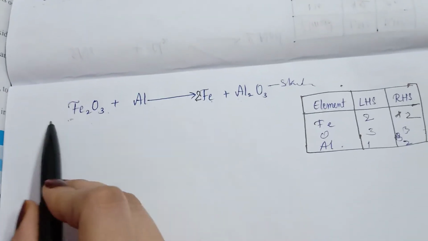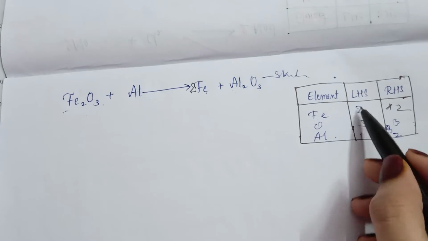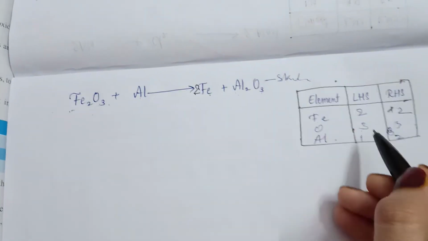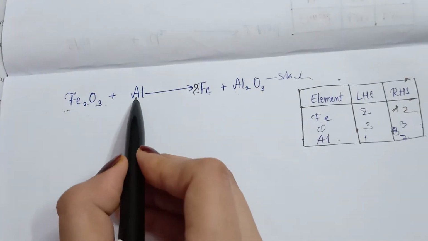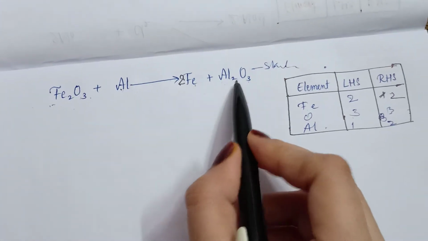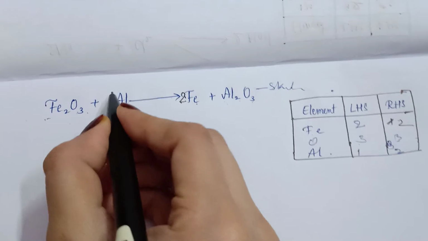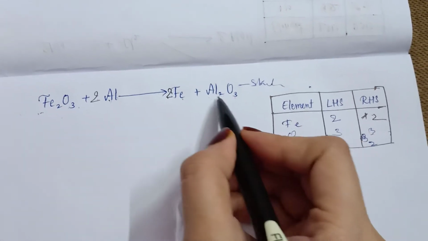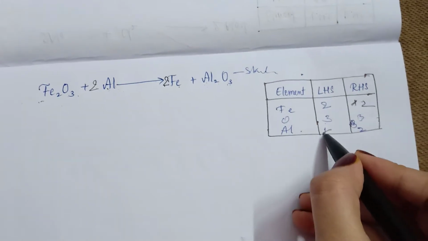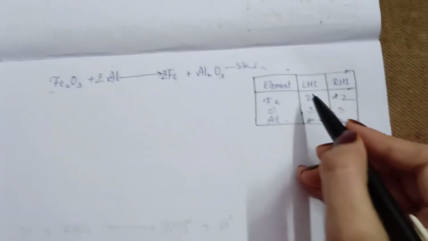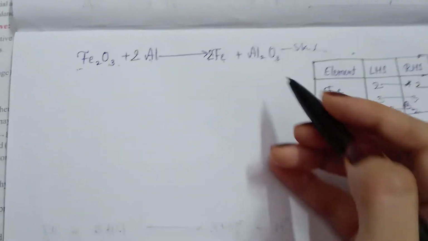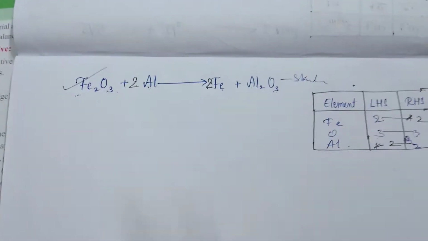So we have balanced our iron, and next come to oxygen. Here 3 oxygen, here 3 oxygen. Already it is in a balanced condition. Let's come to aluminium. Here only 1, here 2. So if we add 2 on the left hand side, then what happened? 2 aluminium, right? So here cut 1 and write 2. So we have our balanced equation, 2, 2, 3, 3, 2, 2, right? So this is our balanced equation.